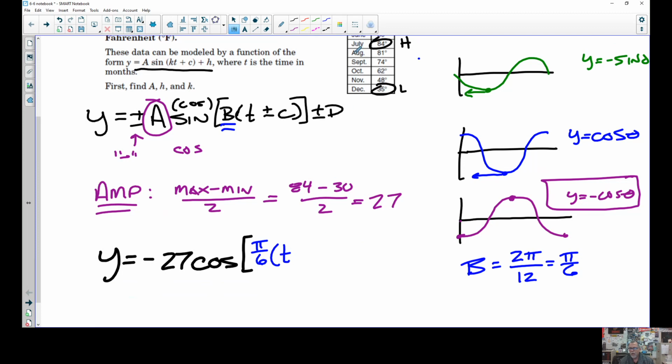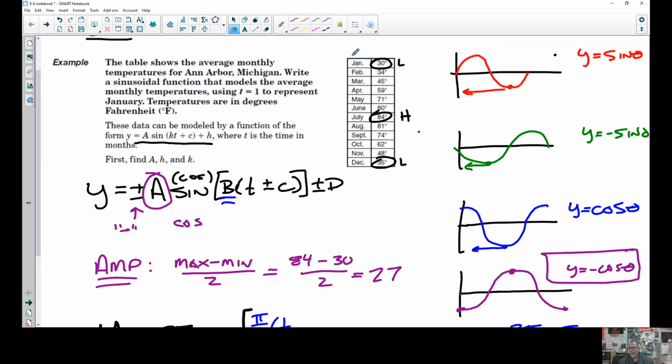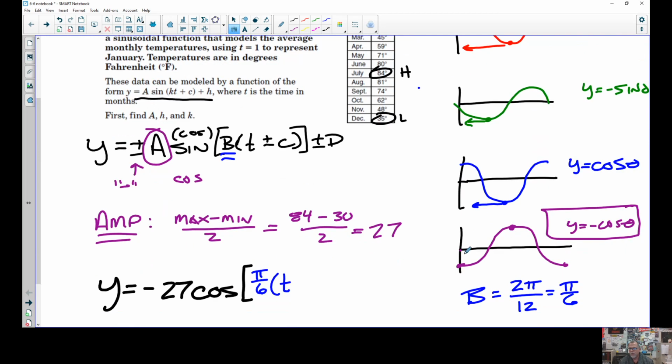Now, they said January was 1. So technically, using this negative cosine graph, if we were at 1, we'd want to be here. So we have to move this to the right 1, right? To start at that bottom being 1. So that being the case, I'm going to do minus 1. That moves it right 1. And I've taken care of, honestly, B and C there very quickly. This right here told us C equals negative 1, moving right 1.